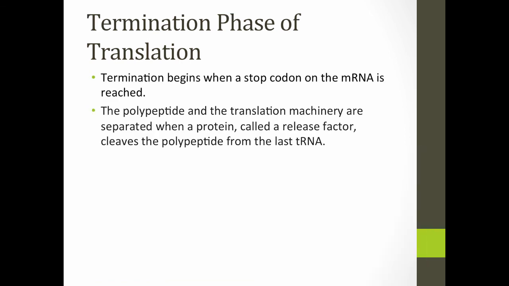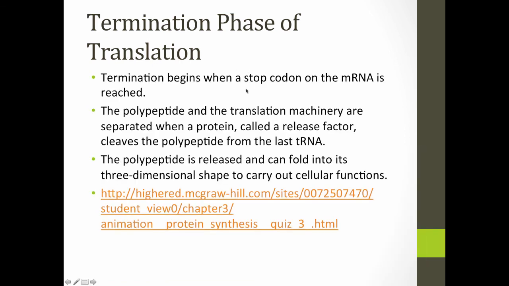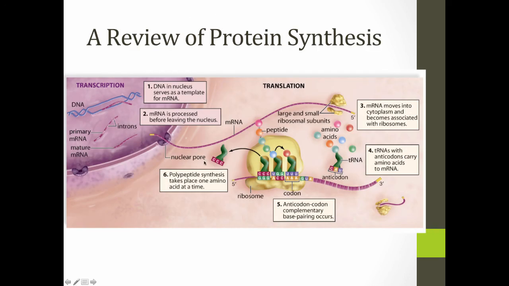Okay. So as it mentioned, when a stop codon is reached, the ribosome will grind to a halt. A releasing factor will come in and cleave the polypeptide from the last tRNA, and the ribosome will dissociate. The polypeptide is released and then folded into its 3-dimensional shape so that it can carry out its function.